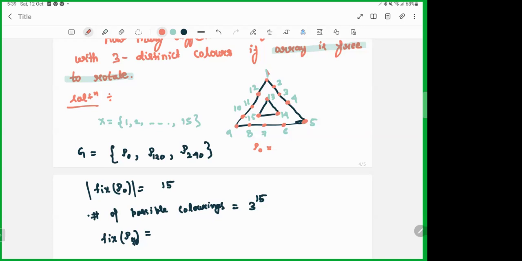So what is row 0 basically? Let's write them in a permutation form. Row 0 is basically the identity permutation. Then row 120 is what? 1 goes to 5, and then 5 goes to 9, and 9 goes to 1. This is closed. 2 goes to 6, 6 goes to 10. This is closed. 3 goes to 7, 7 goes to 11, and then the fourth one, 4 goes to 8, 8 goes to 12.